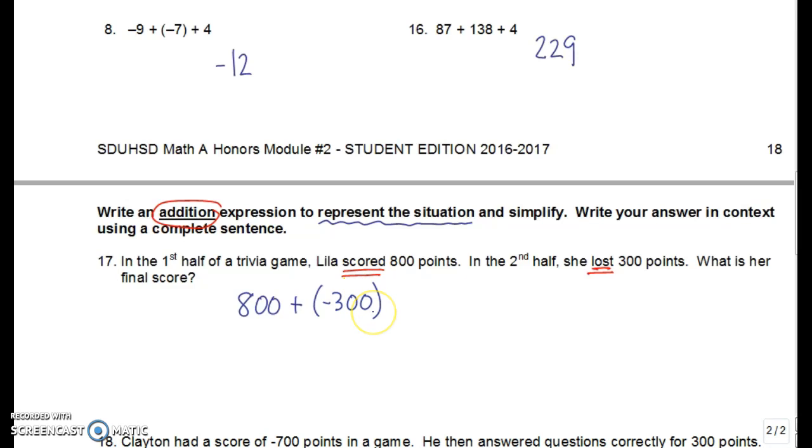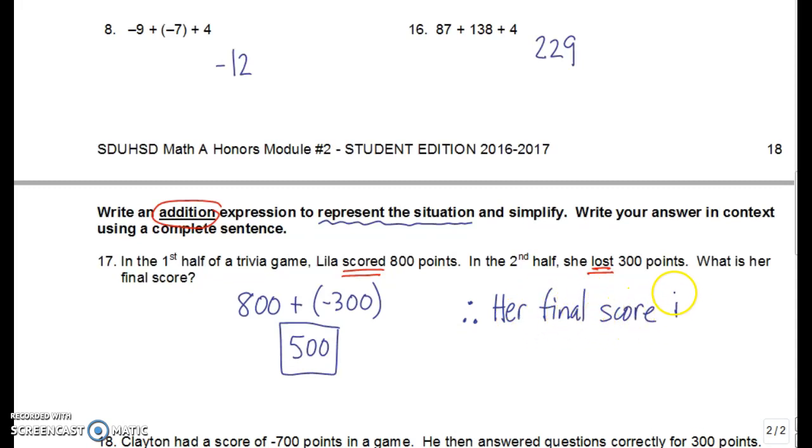Notice there are no units in this expression, and we don't use units until we get to the question. 800 plus negative 300 is a positive 500. Box your answer. And now answer in a sentence. Therefore, her final score is, and we don't just say 500. Here's where we start to use our units. 500 points. And that's all there is to it.